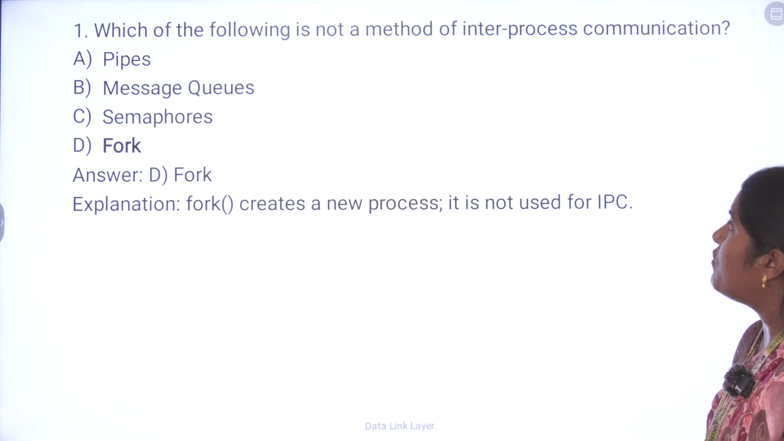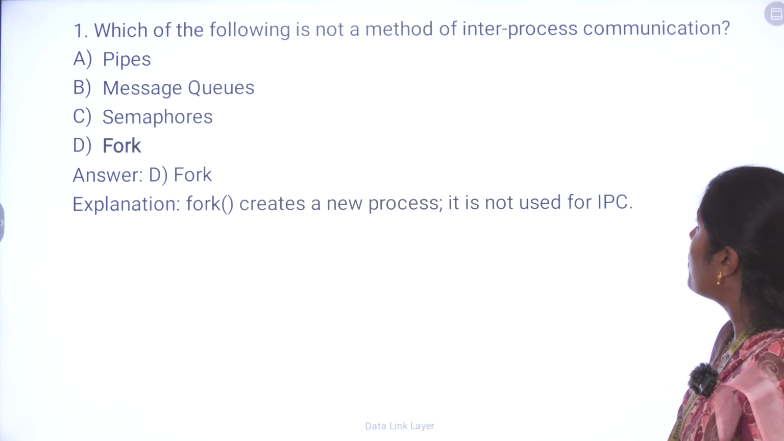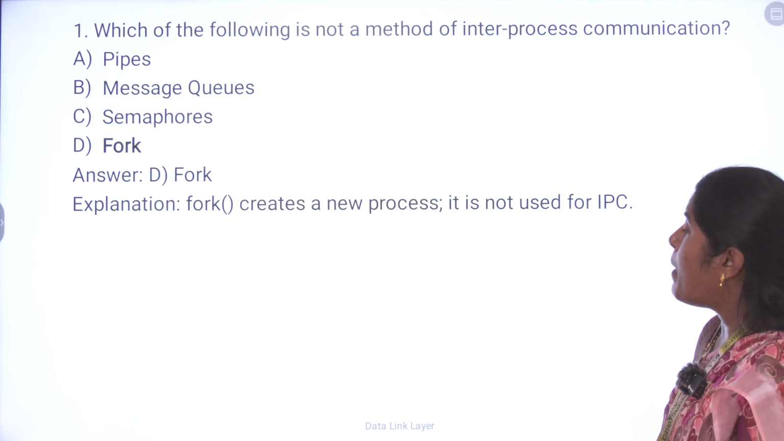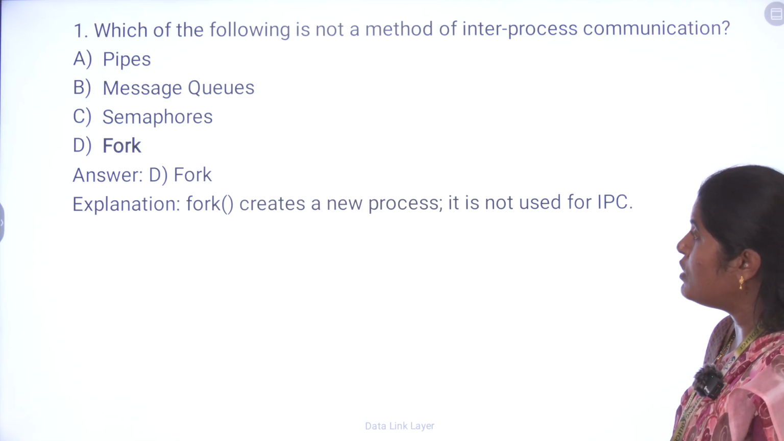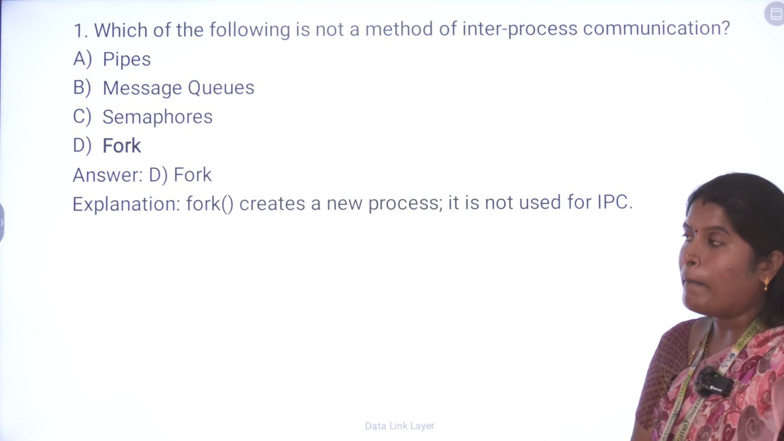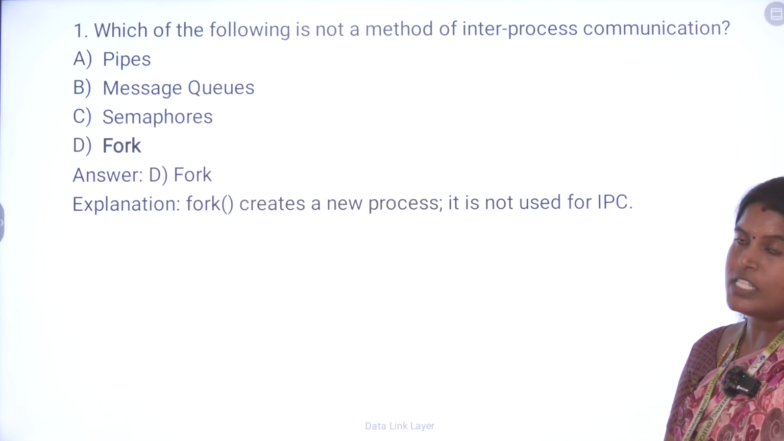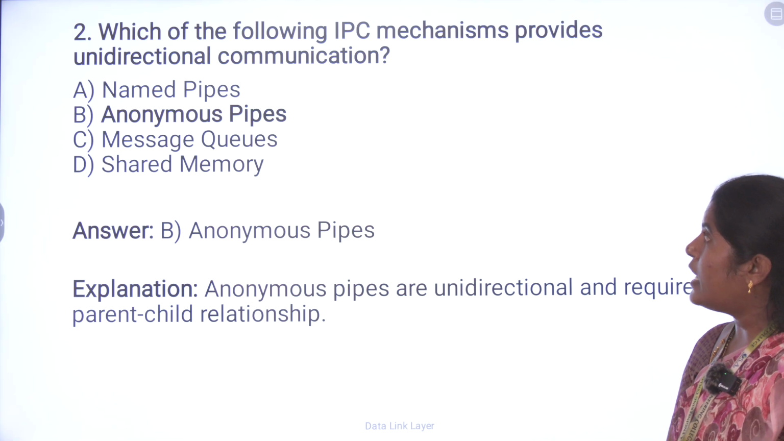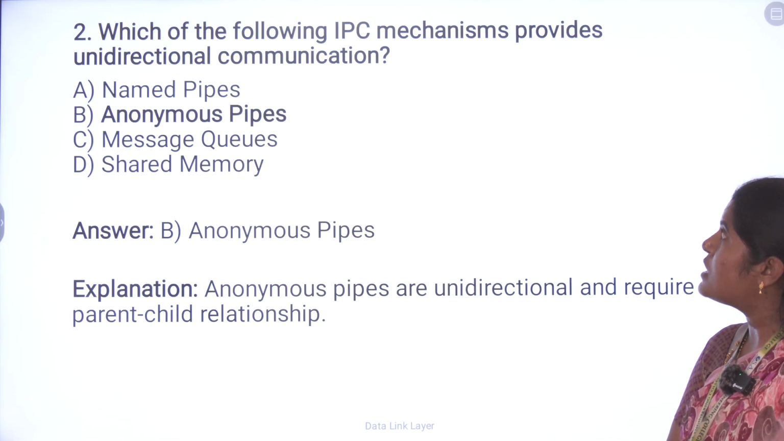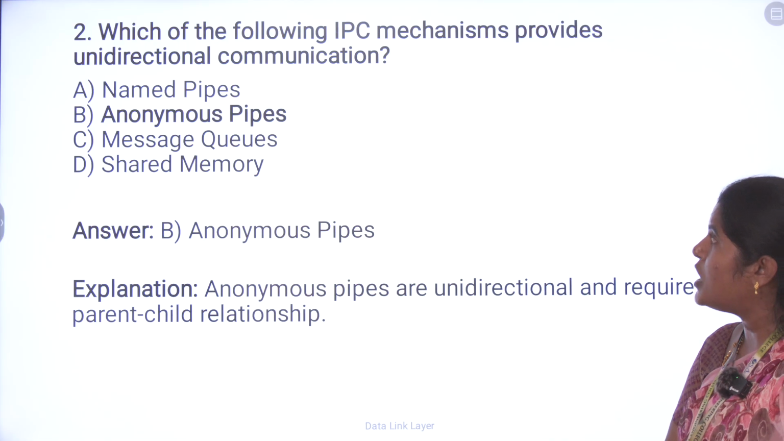So the first question: which of the following is not a method of inter-process communication? The options are pipes, message queues, semaphores and fork. And the answer is fork, because the fork method creates a new process and is not used for inter-process communication.